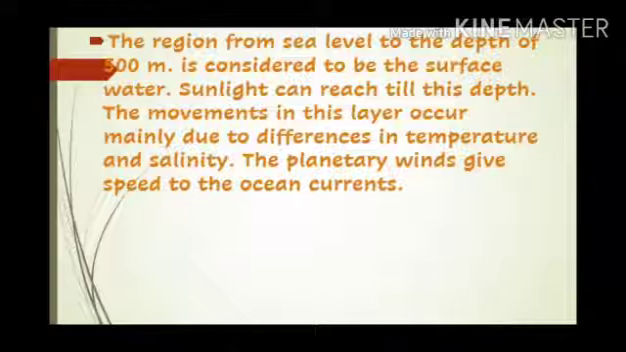The movements in this layer occur mainly due to the difference in temperature and salinity, and the planetary winds give speed to the ocean current. What are the main reasons for movement in surface currents? It is temperature, salinity, and the planetary winds. Because of the winds also, water gets movement.